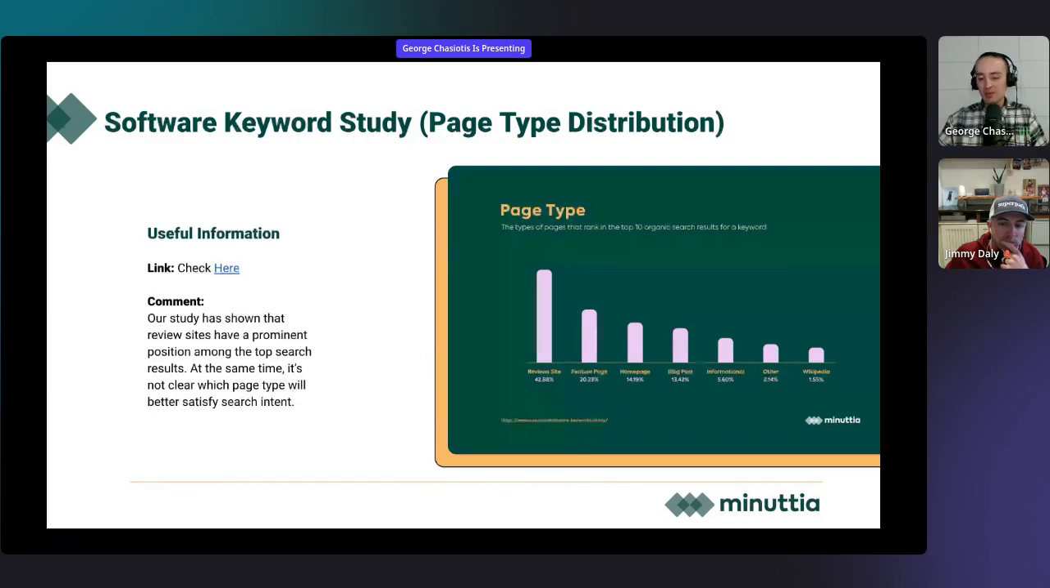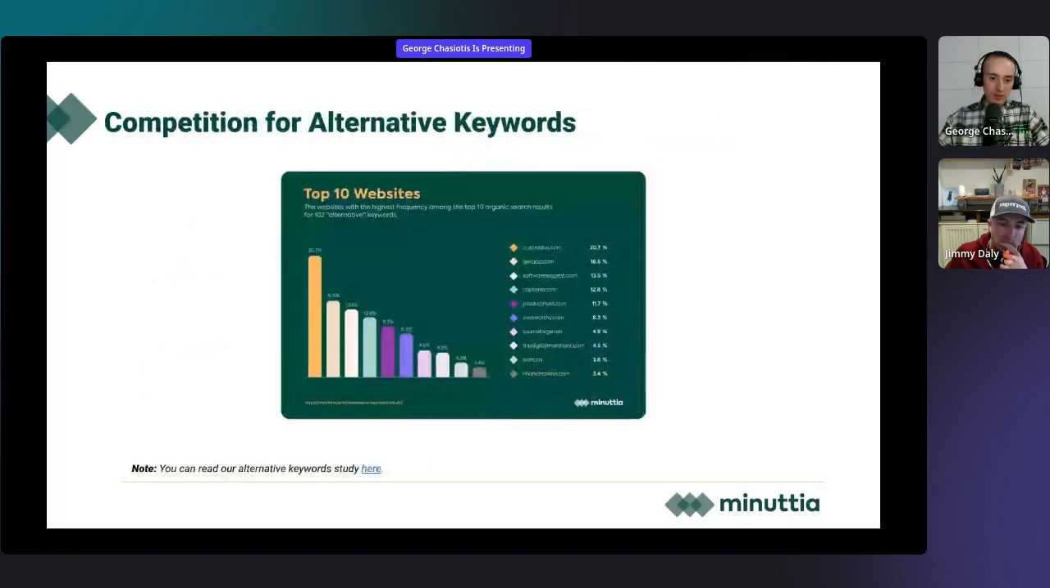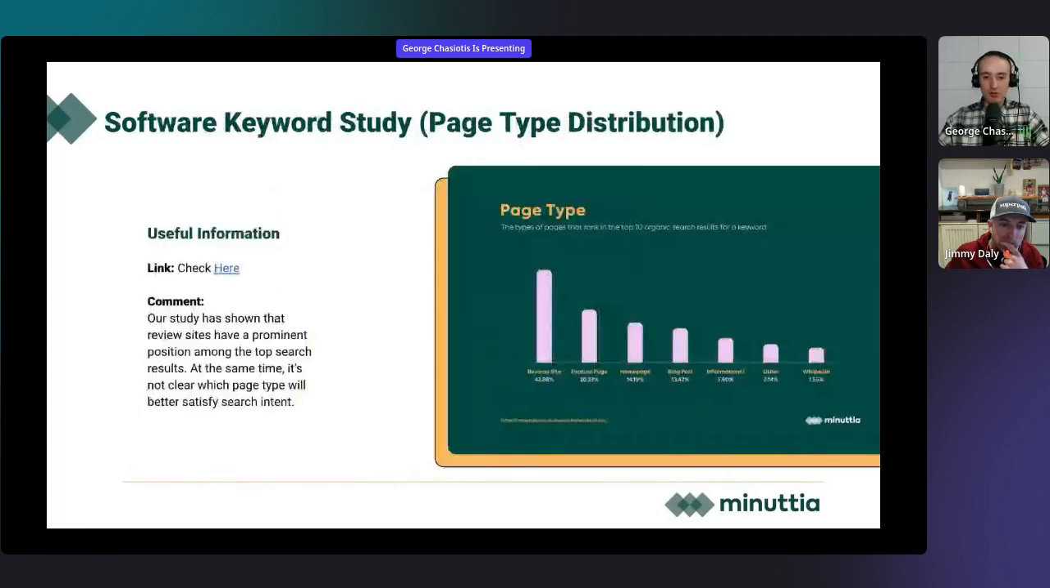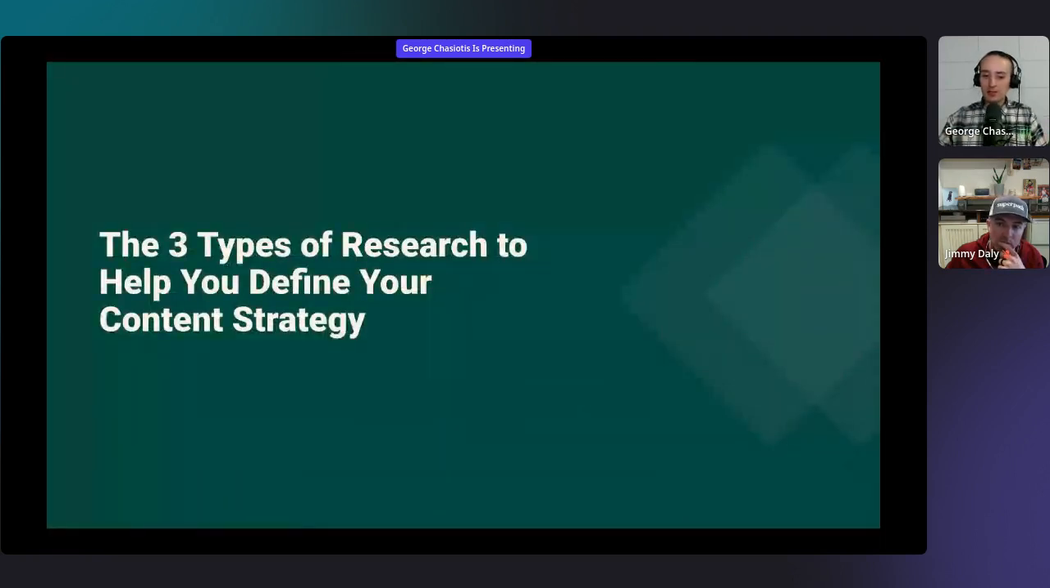But I think that the important thing here is that review sites have a prominent position among the top search results. The reason why this is important is because, once again, these are keywords that have a commercial intent, both alternative keywords and software keywords, okay? So you should expect that competition will be very intense there, right? So in that context, you have to find other ways of getting attention. It's not that you shouldn't go after these keywords, but your content strategy should not be just keywords, okay? This is why we are here, and this is why we are discussing and presenting this topic to you.